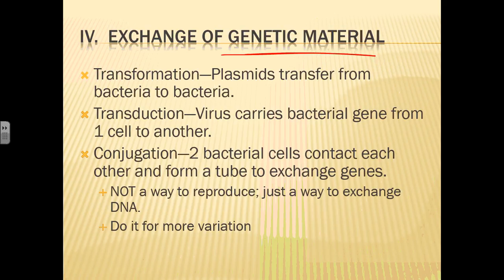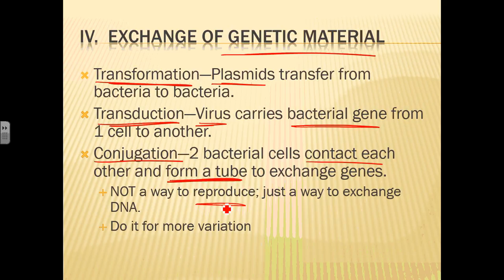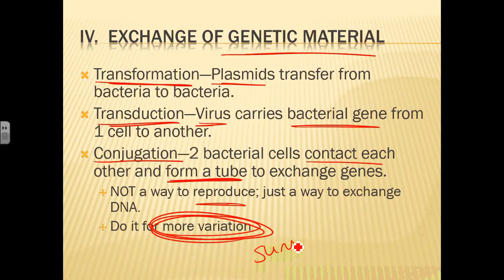First of all, they can use plasmids, that's called transformation, and we will artificially do this later in the year. Transduction, they use a virus to carry bacterial gene from one cell to another, so the virus picks up the gene and then carries it from one to the other. And then conjugation, two bacterial cells will contact each other and form a conjugation tube and exchange genes down this tube. It's not really a reproduction, it's just a way to exchange DNA and to get more variation, because this is what's going to help them survive longer.